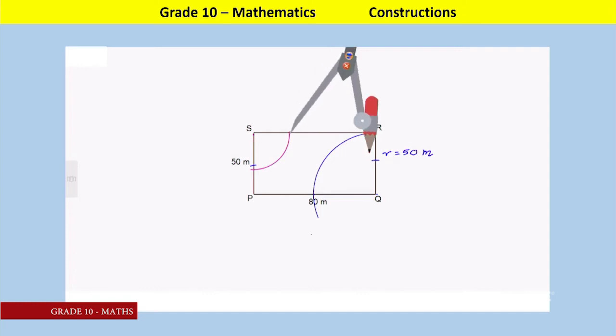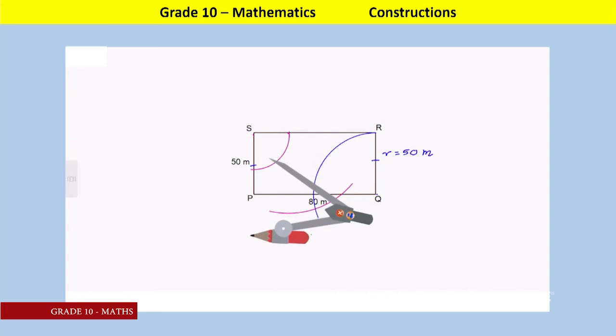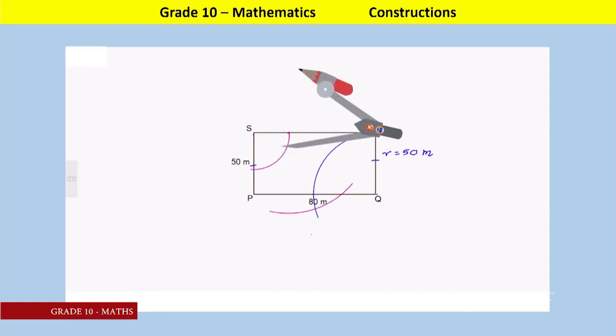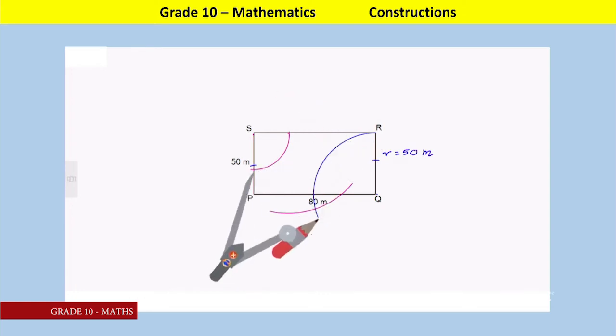If you want, you can change the radius. Keep the steel point on that point. Draw an arc. Don't change the radius. Keep the steel point on the new point. Draw an arc to intersect the earlier arc.